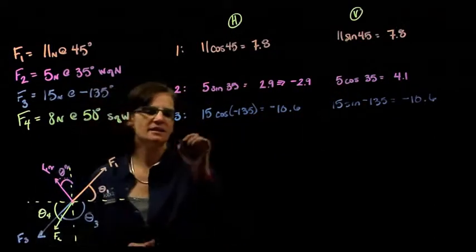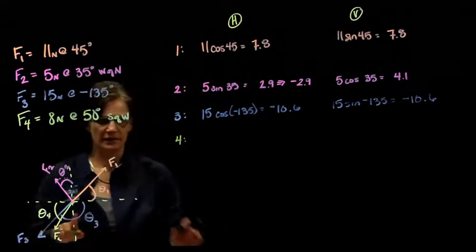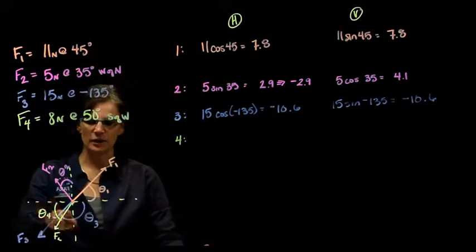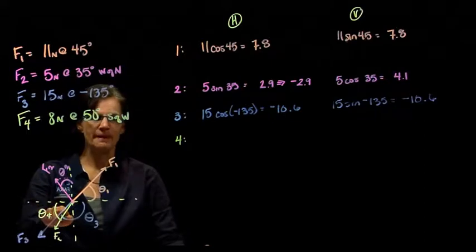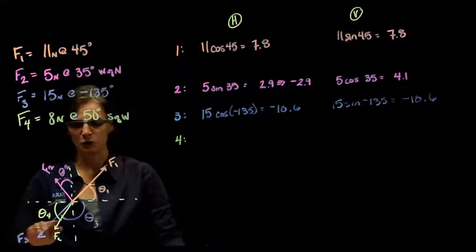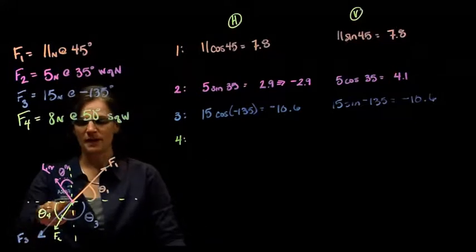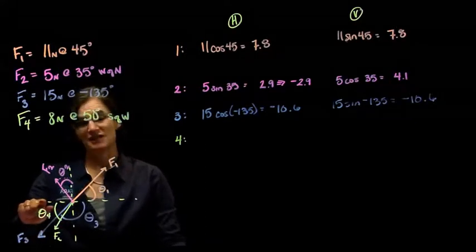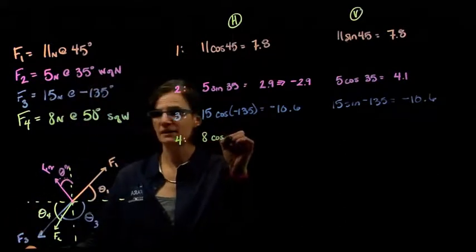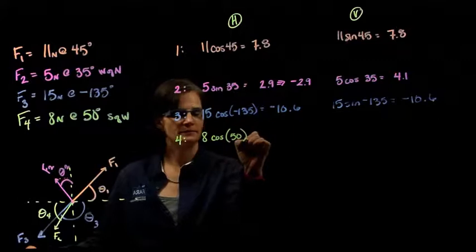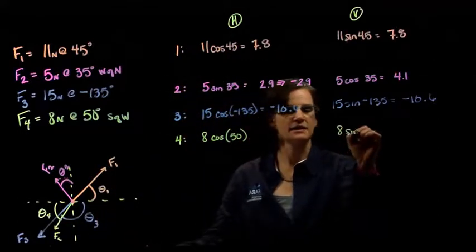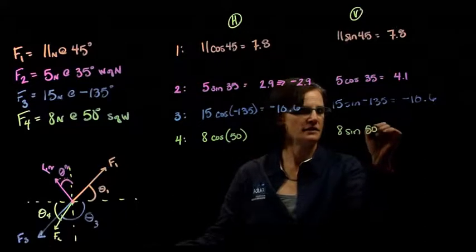Last but not least, we have force number 4. Force number 4 is 8 newtons, 50 degrees south of west. So this is what I'm looking at. I'm going to use that same method of using the angle given to me as I did in force number 2. So south of west, my horizontal component is adjacent. So I have 8 times the cosine of 50 degrees. My vertical component is opposite, 8 times the sine of 50 degrees.